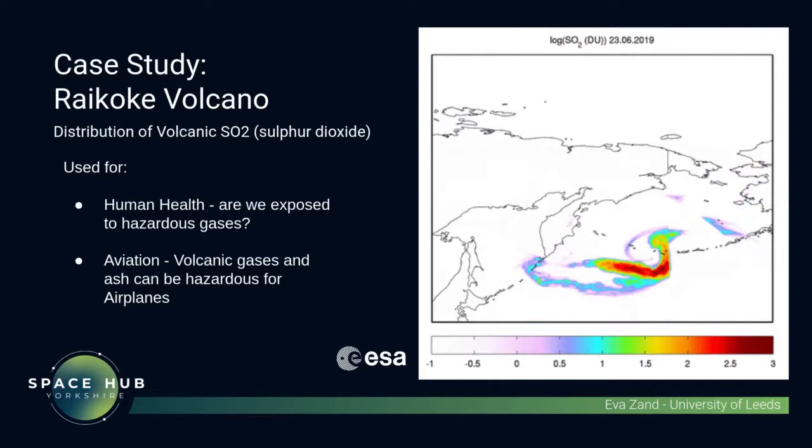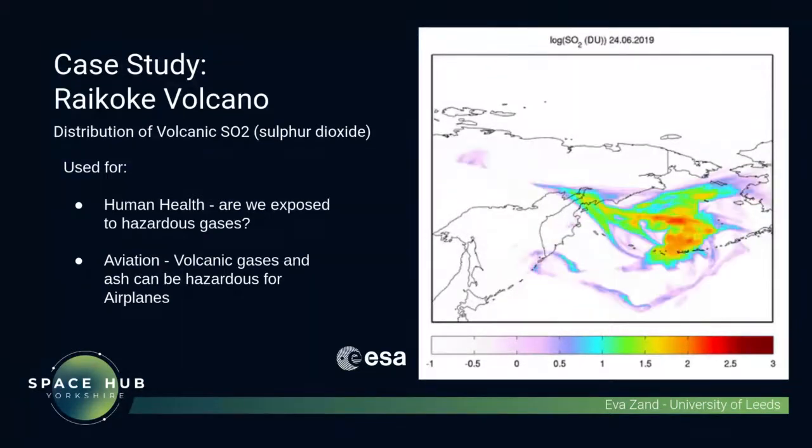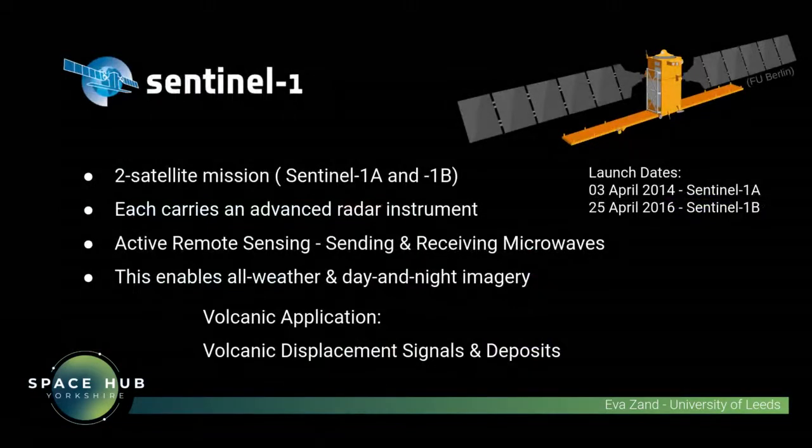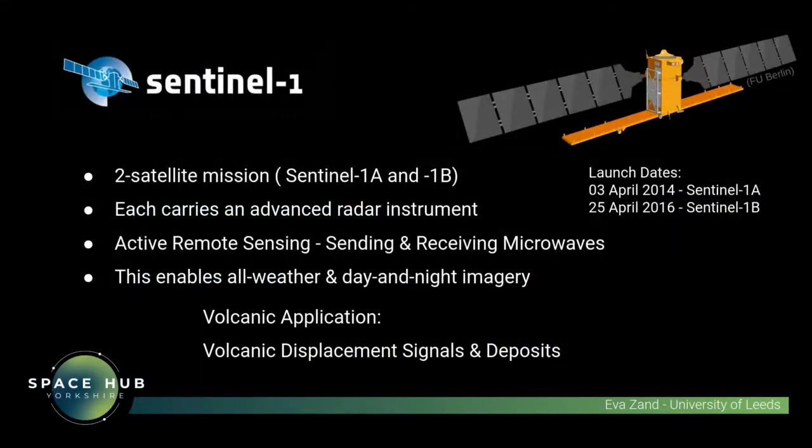So therefore, it's also very important to track those clouds and better understand where they are, so we know where planes can go in order to not crash, in order to not have their engines broken by those gases and ash. So when we come to Sentinel-1, this is a 2-satellite mission.